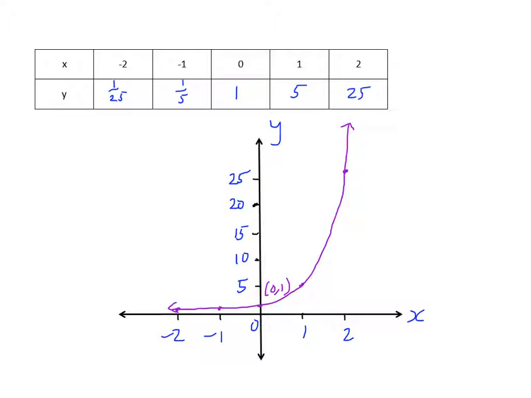And this graph has what we call an asymptote. An asymptote is a line that the graph gets very close to, but never touches. And in this case, the asymptote is the line y equals 0. So the graph gets very close to that line, but never actually touches. I've put in a dotted line here to show where the asymptote is, and I'm going to label it as y equals 0.